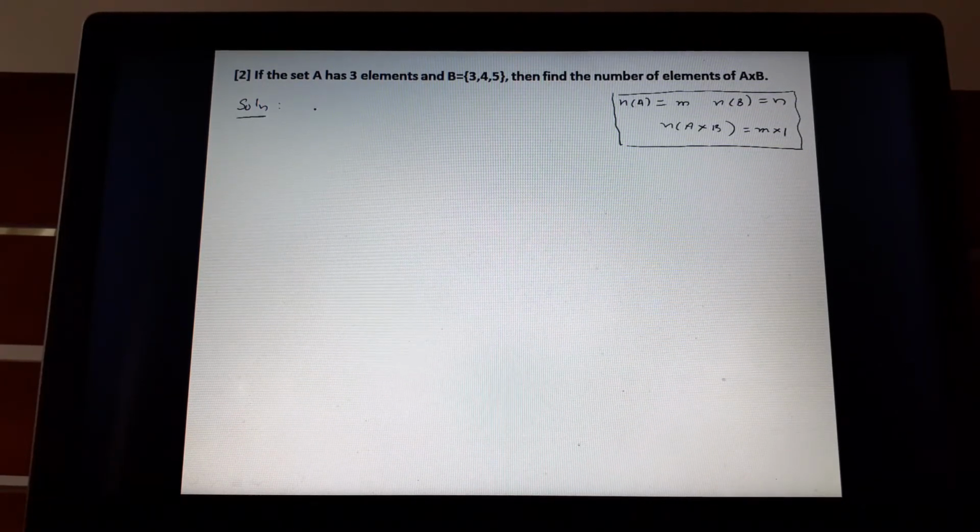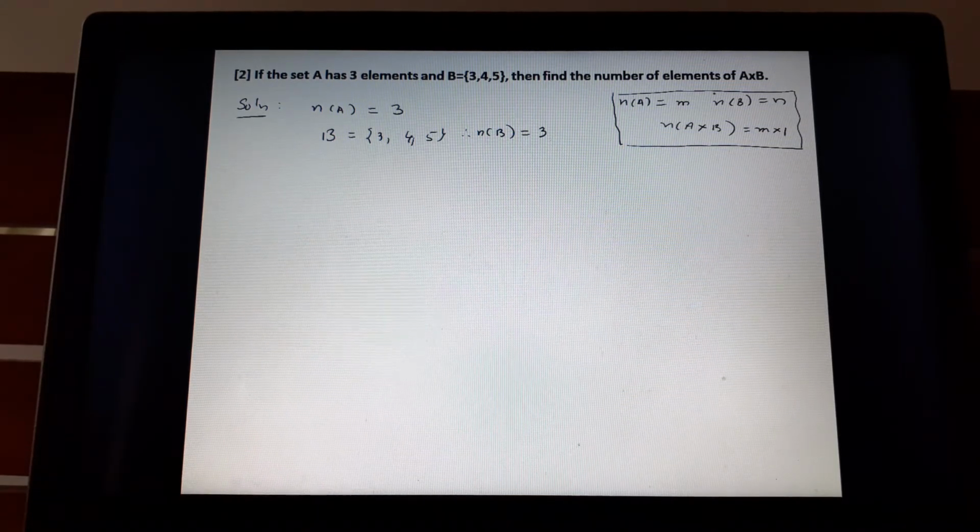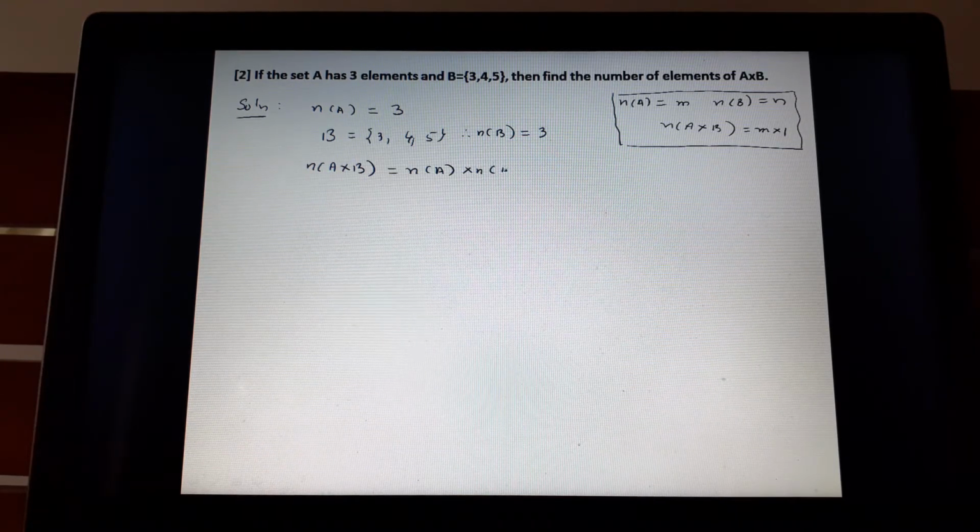So now what is given here is the number of elements of A is 3. We don't know what the elements are, but the number of A is 3. And B is given to be {3, 4, 5}. So therefore definitely the number of B must be equal to 3. Now the number of A cross B will be equal to number of A into number of B. So this will be 3 times 3, so this is 9. So the number of elements of A cross B is 9.